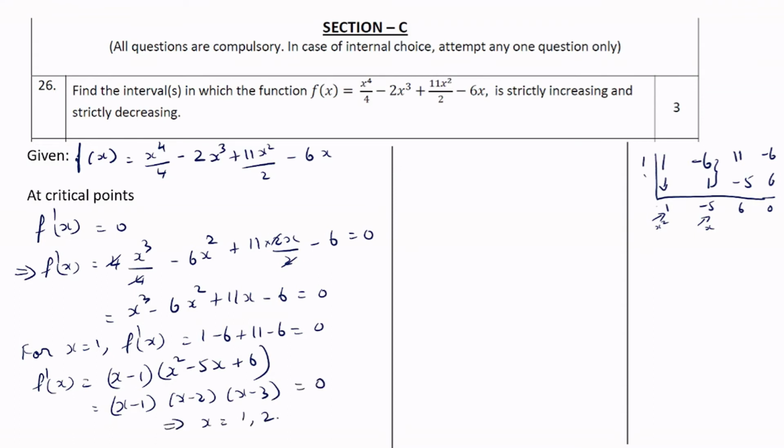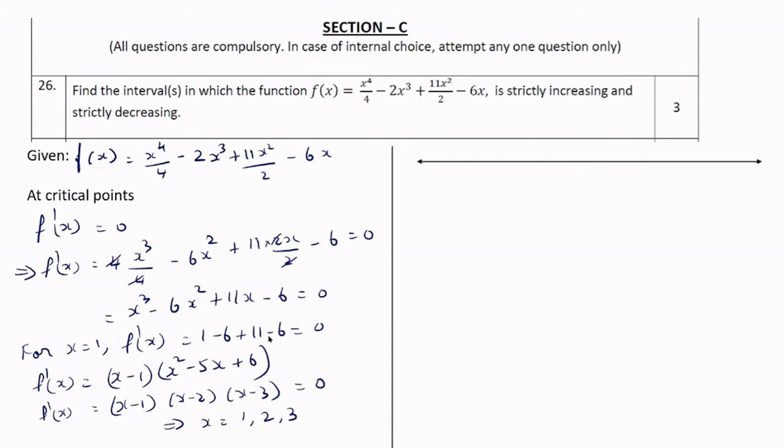So the various critical points are 1, 2, 3. And now we have found the values of x for which f dash of x is equal to 0. So for the values x equal to 1, 2 and 3, f dash of x is 0. So let us mark these points on a number line. We have 1, 2 and 3.